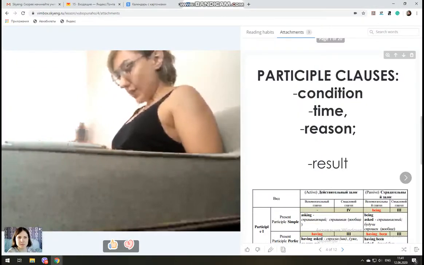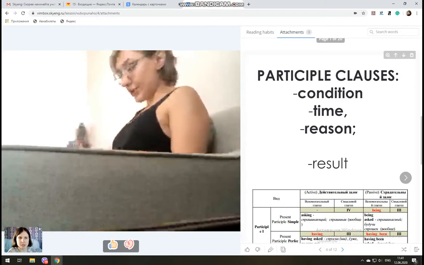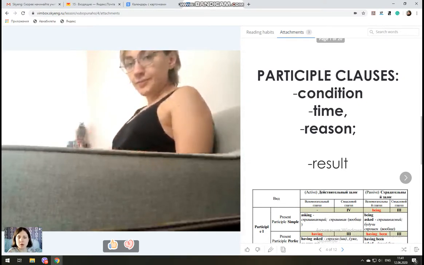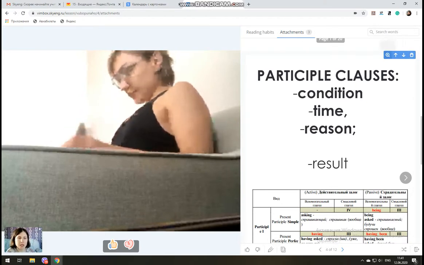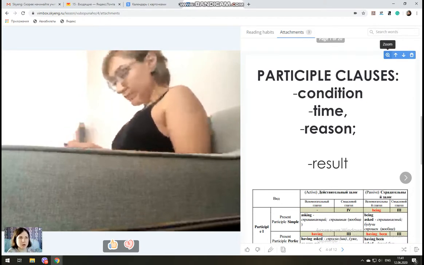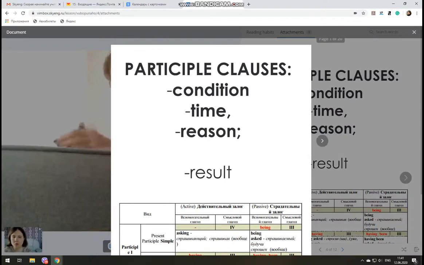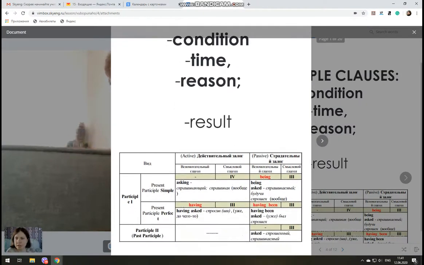I suggest participle clauses. Let's talk about participle clauses, shall we? You may zoom out, Ksenia, if you like, in order to see with your own eyes every detail of this idea. So let's talk business then.